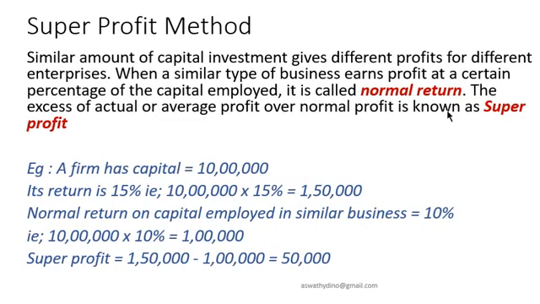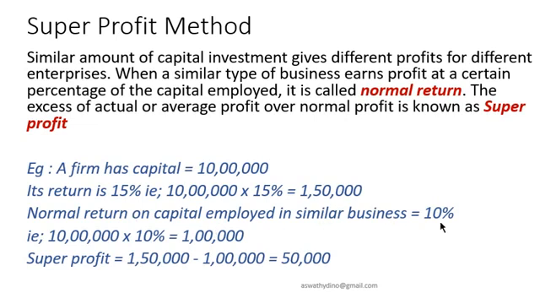Let's understand this concept by looking at an example. A firm has capital of 10 lakh rupees. Its return is 15%, that is 10 lakh into 15%, so 1,50,000 is their return. This firm has a capital investment of 10 lakh rupees and gets an annual return of 15%, so their return is 1,50,000 rupees. The normal return on capital employed in a similar business is 10%.